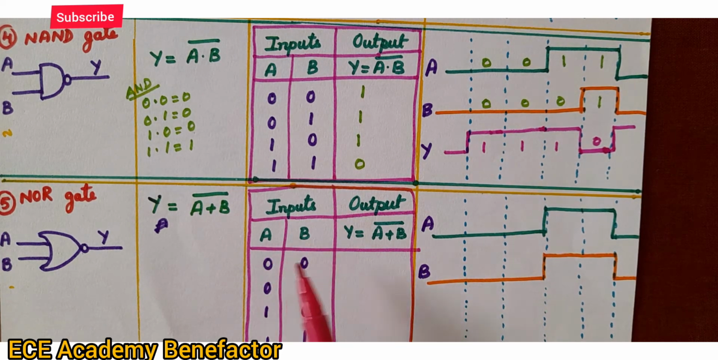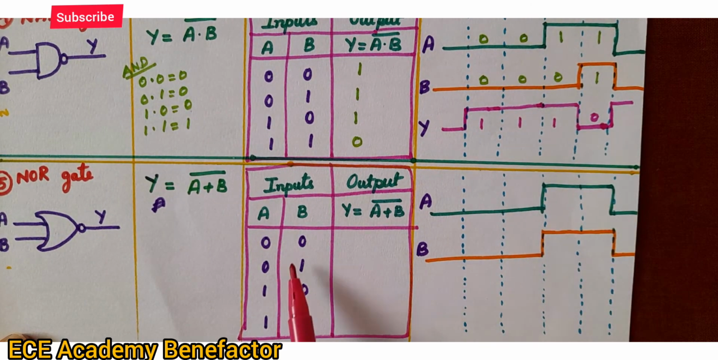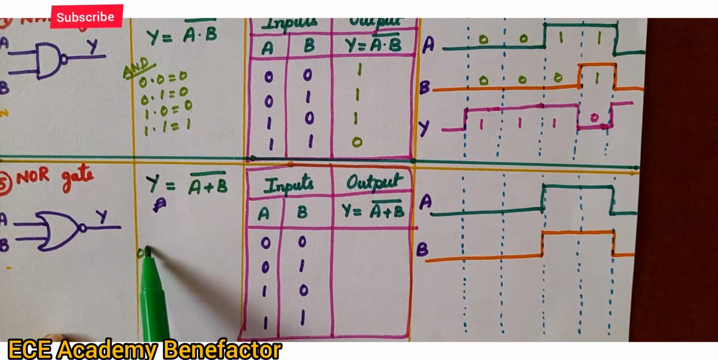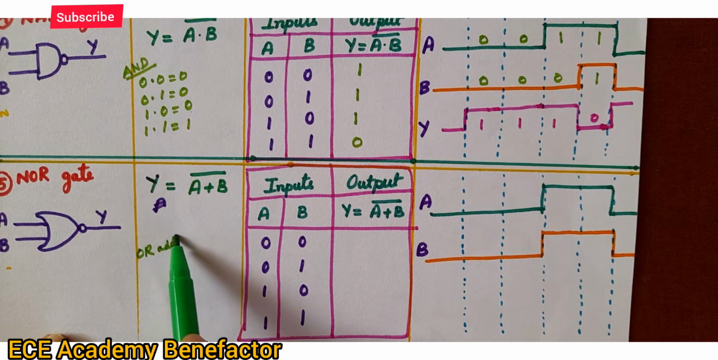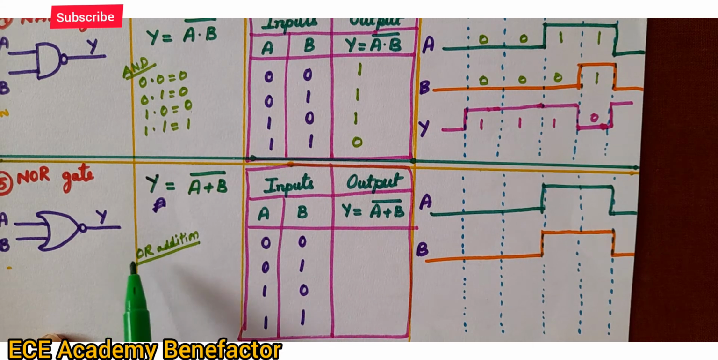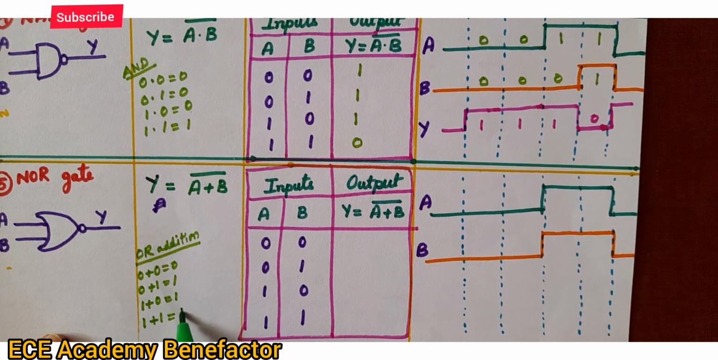Coming to the truth table, the inputs are A and B. As there are two inputs, we can write 4 combinations: 0 0, 0 1, 1 0, 1 1. It will be easy if you know OR addition. There is a difference between OR addition and binary addition, please take note. The OR gate works on OR addition, that is 0 plus 0 is 0, 0 plus 1 is 1, 1 plus 0 is 1, 1 plus 1 is also 1.